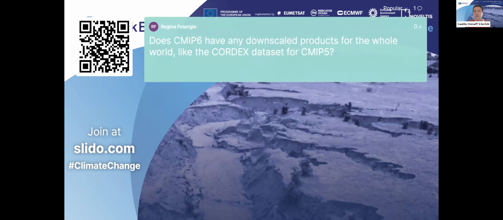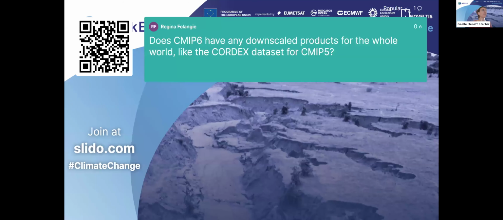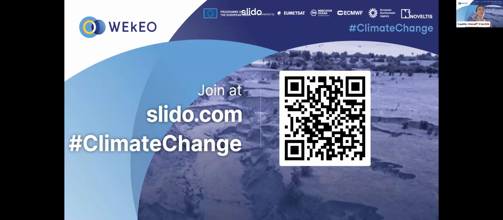And yeah, one last question before we have to move on. Does CMIP6 have any downscaled products for the whole world, like the CORDEX dataset for CMIP5? Yeah, exactly. I think the CORDEX datasets are quite old now. The problem is that these climate predictions are still not considered operational products. So I don't know what the plan is, but I can try to find out and get back to you on what the plans are for CMIP6. Okay, thanks. So I put both questions on the side for a later answer.